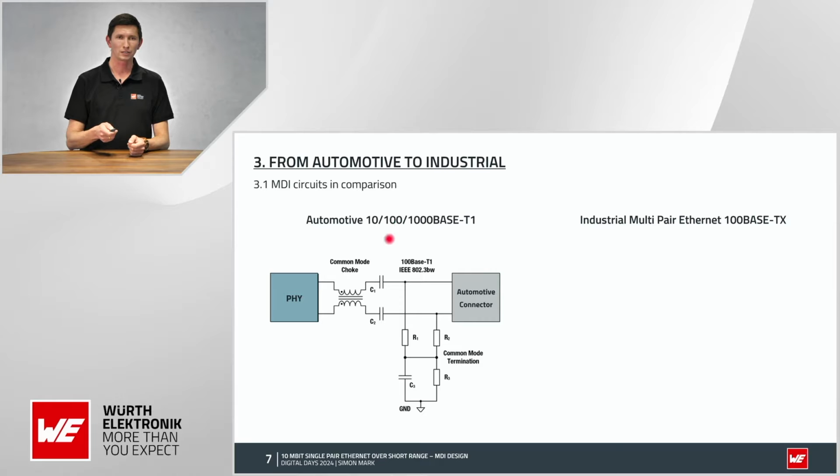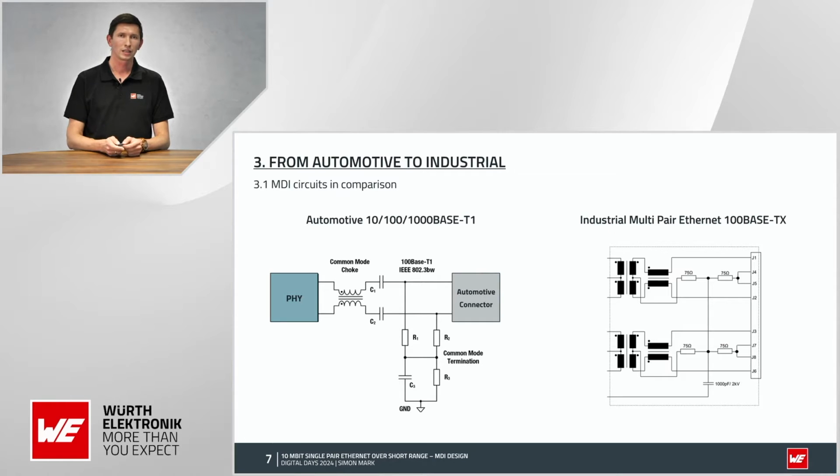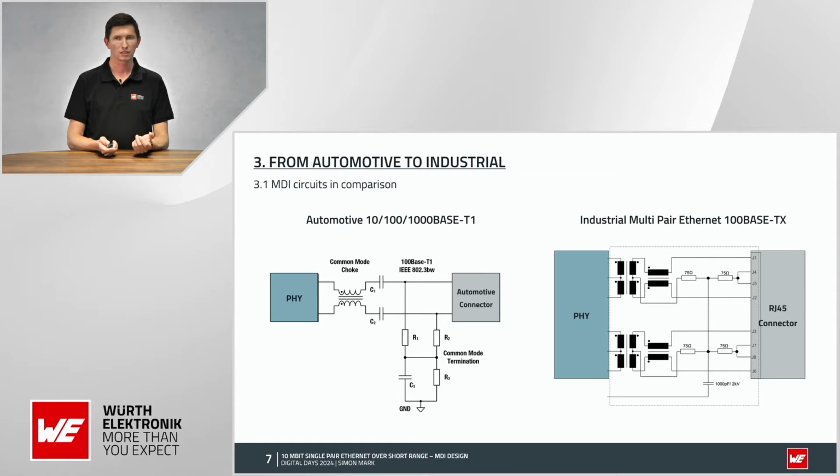For 100 megabit in the industrial area, for 100BASE-TX, you need 2 pairs. On the left side, the PHY, the RJ45 connector, the big one, and then you need these 2 pairs. Lots of components, it looks bigger and complicated. For single pair, we thought about using only 1 pair. So the same circuit, but only for 1 pair to establish this isolation, and use the same components, hopefully.